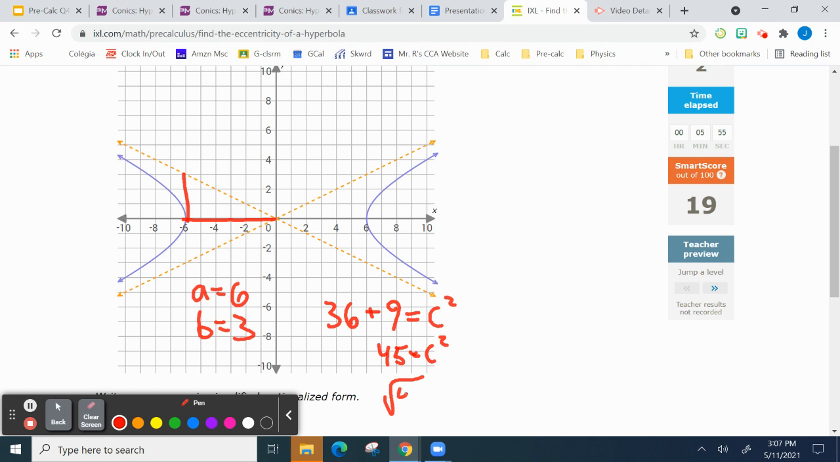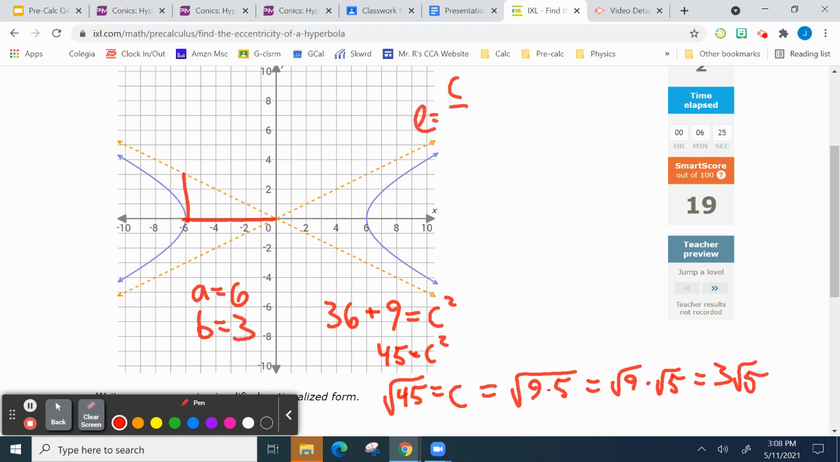So the root of 45 equals C. Now the question is, can root 45 be reduced? And it can. Why? Because 45 is 9 times 5, which equals the square root of 9 times the square root of 5, which equals 3 root 5. So the eccentricity is C over A, which equals 3 root 5 over 3, and they did it to us again. So it's just a simple root there.